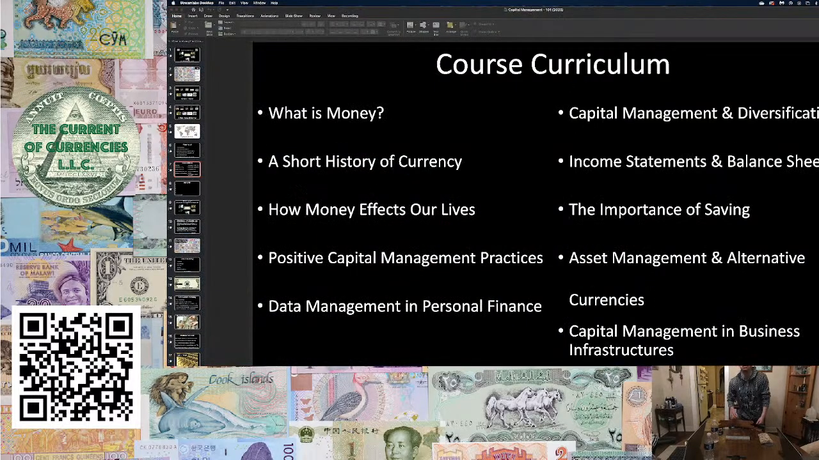So, here's our course curriculum for tonight. What is money? You just went through the short history of currency, how money affects our lives, positive capital management practices, data management and personal finance, capital management and diversification, income statements and balance sheets, the importance of savings, asset management and alternative currencies, and then capital management and business infrastructures.